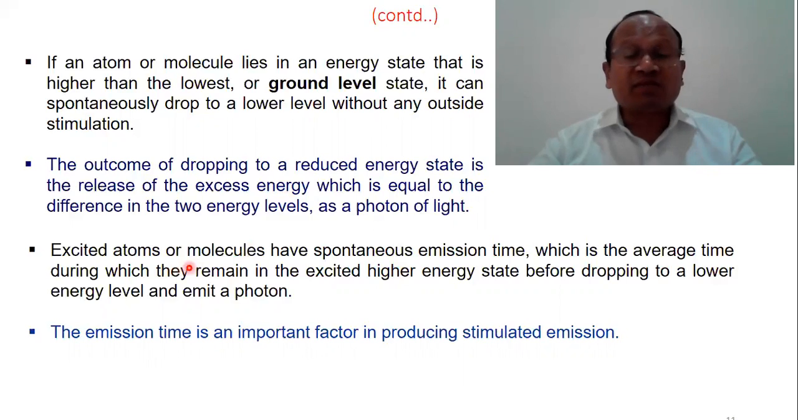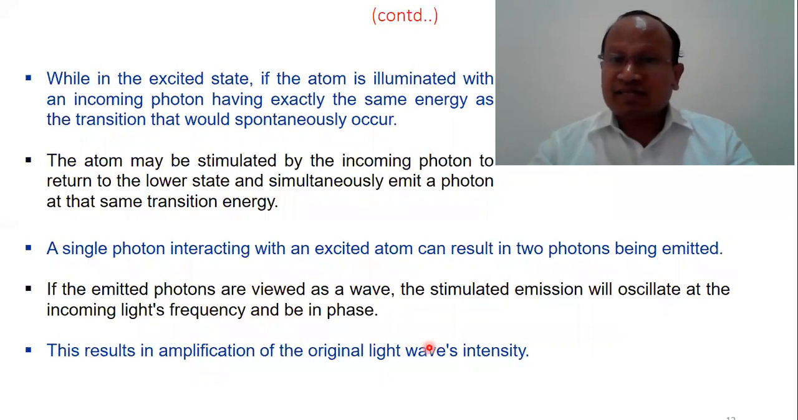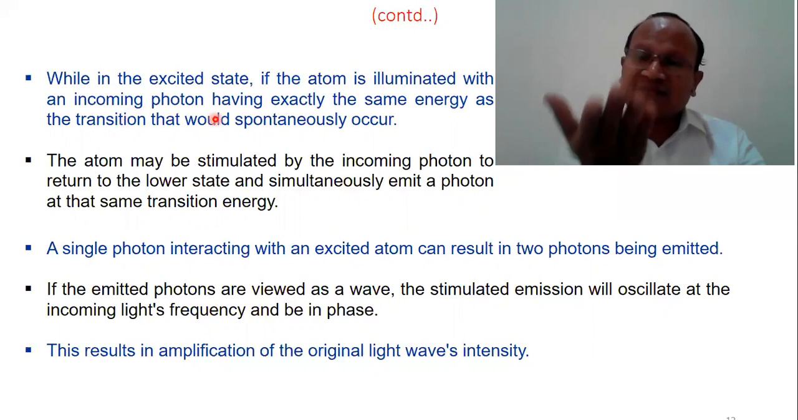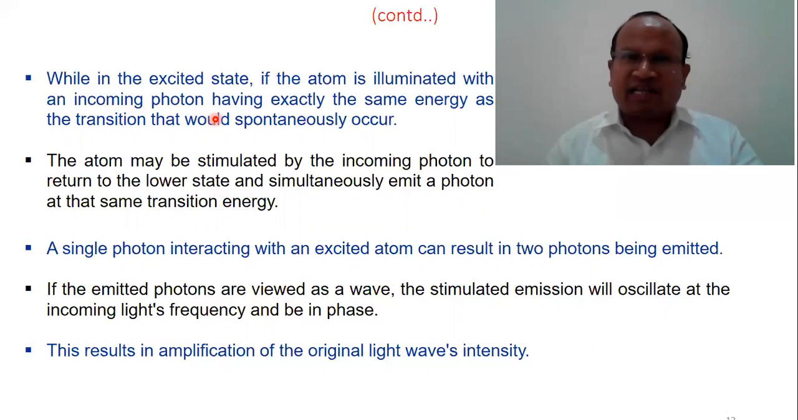Excited atoms or molecules have a spontaneous emission time, which is the average time during which they remain in the excited higher energy state before dropping to the low energy level. They have some average time to stay there. After that, they cannot stay and they have to fall down. So this emission time is an important factor, please understand, in producing stimulated emission. While in the excited state, the atom is illuminated with an incoming photon. Now suppose it is already in the excited state. Now it gets illuminated further from outside. In the spontaneous case there is no illumination. Illumination means some more photons are coming, so that will stimulate the photon.